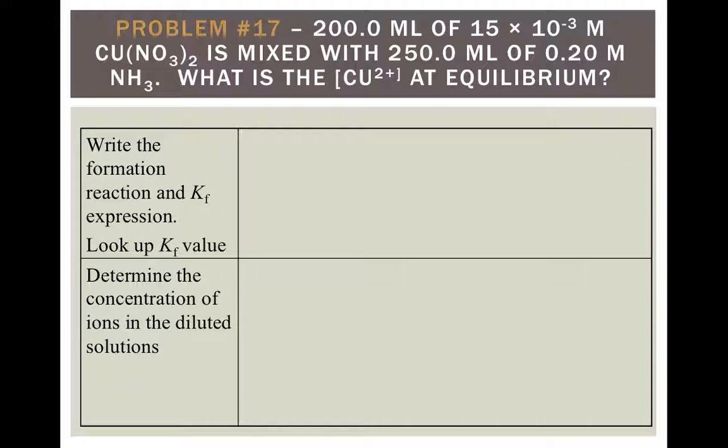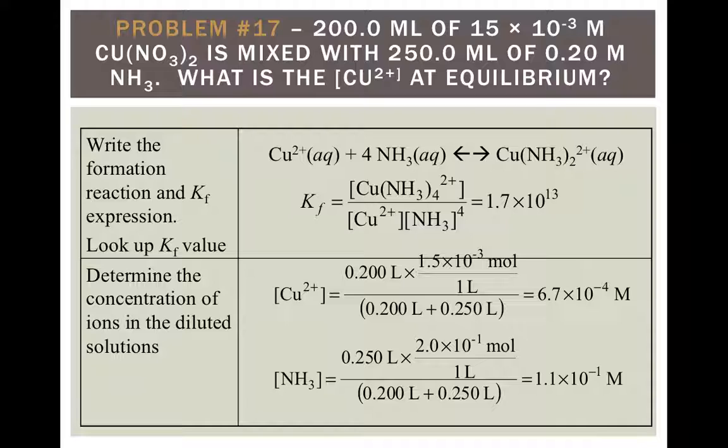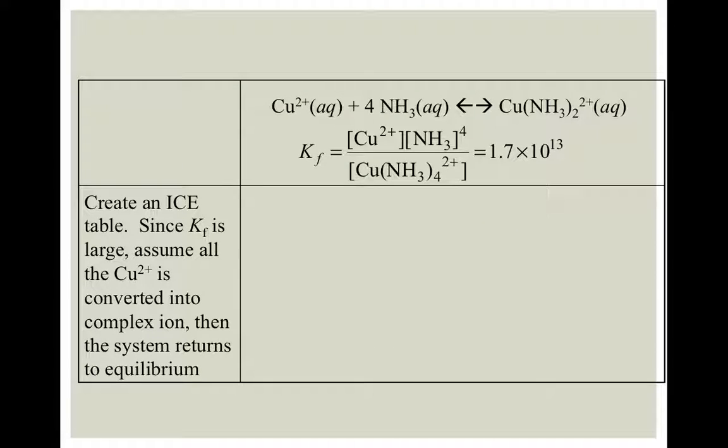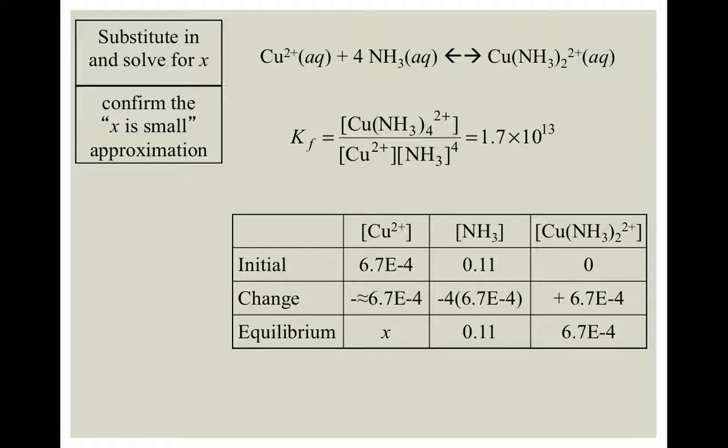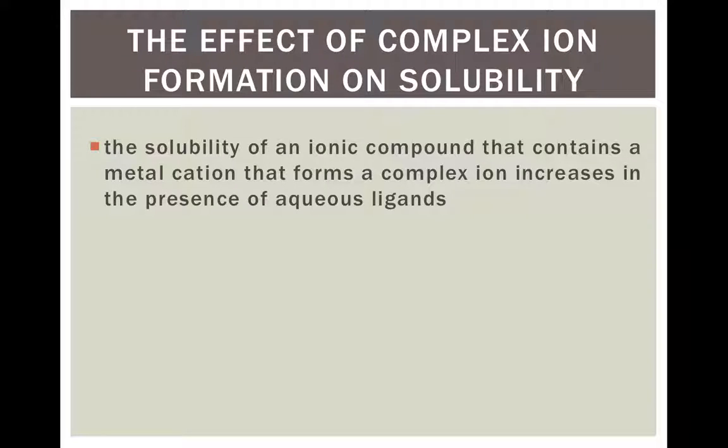So if we do a problem here where you have 200 milliliters of 1.5 times 10 to the negative third molar Cu(NO3)2 mixed with 250 milliliters of 0.2 molar NH3. What is the Cu2+ concentration at equilibrium? So you have your equation, which most likely will be given. You have your expression, which you can write. Just treat the ion as normal. Plug in the information from the problem, and you'll go ahead and get your Kf, and you'll get all your equilibrium concentrations, and that way you can just solve for the x, and you're going to get 2.7 times 10 to the negative 13th.